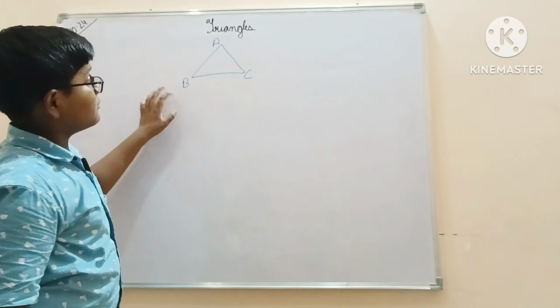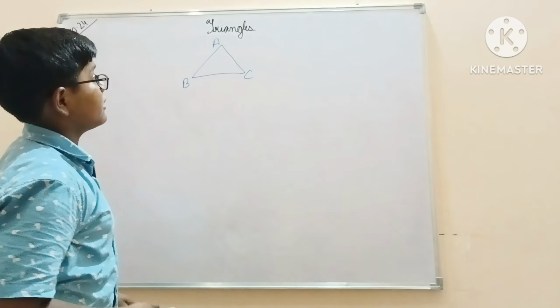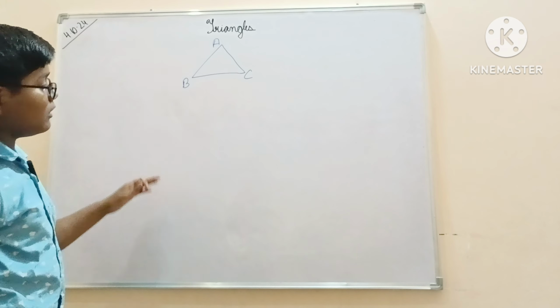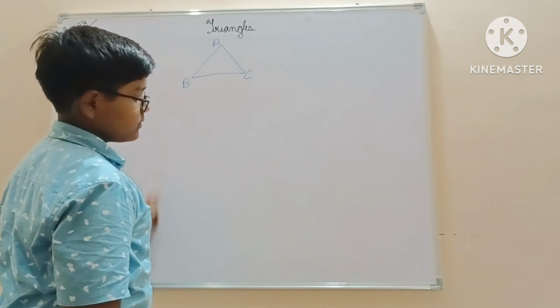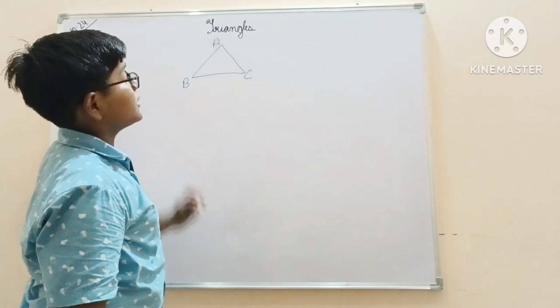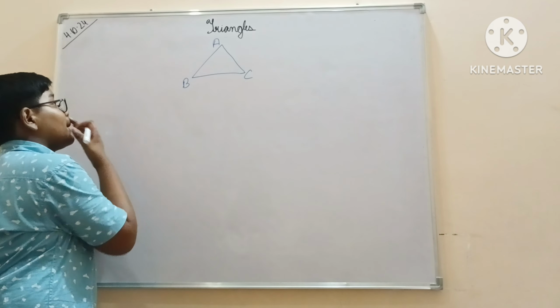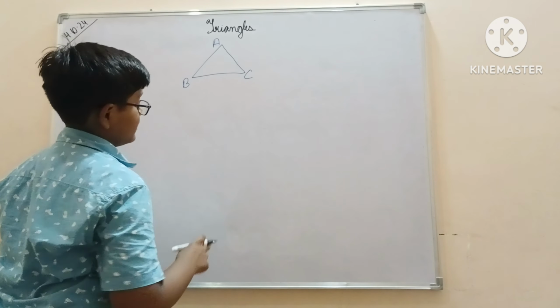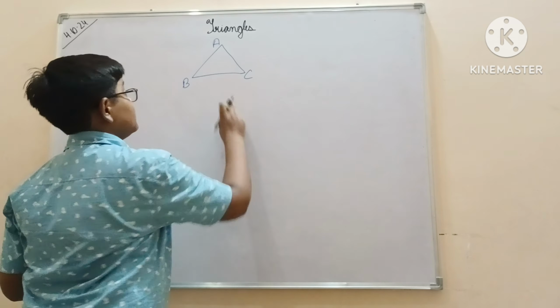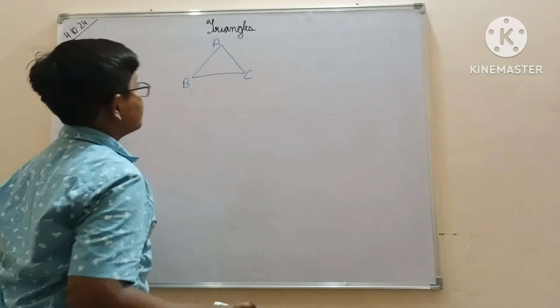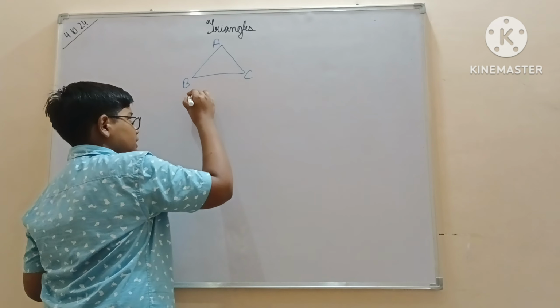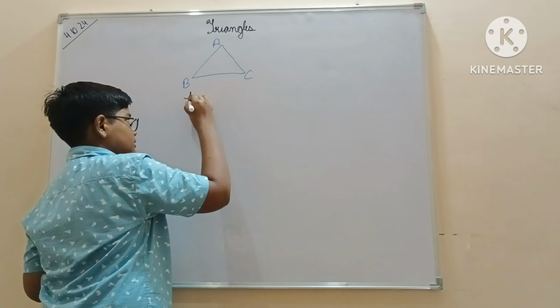So we are starting a new chapter, which is triangles, and I will first tell the basics about the triangle. Triangle means three angles, and it also means three sides. Tri means three, and this triangle has three sides, A, B, and C. We can say they are line segments.